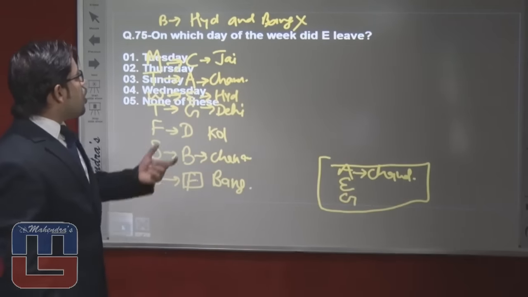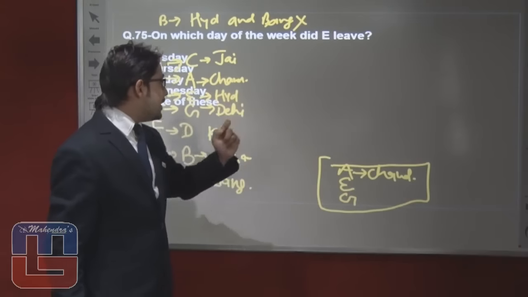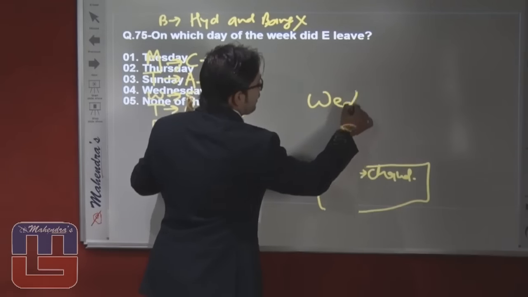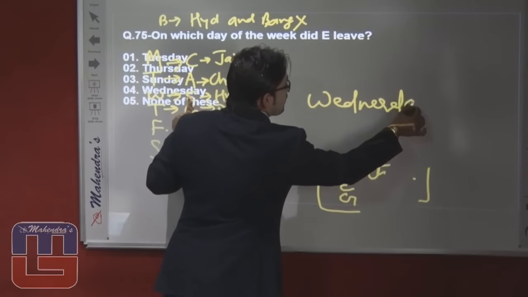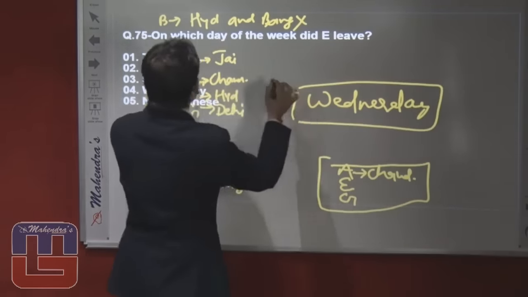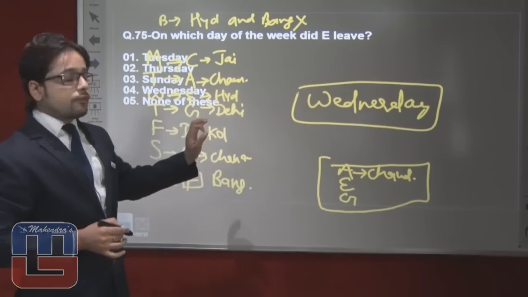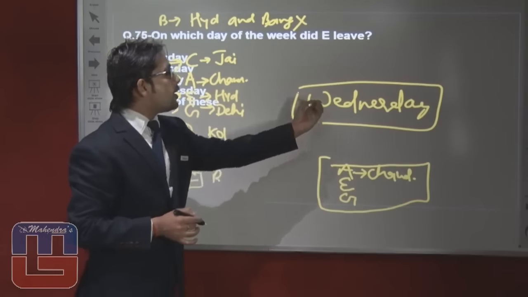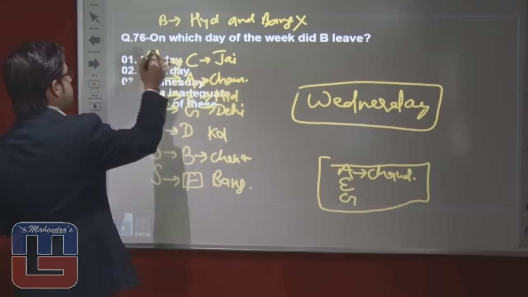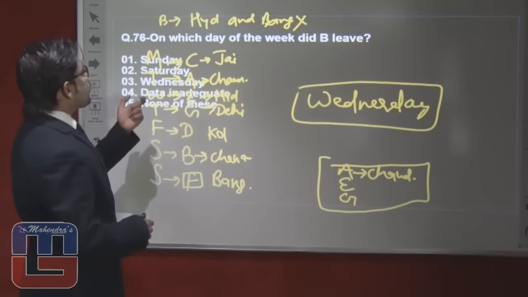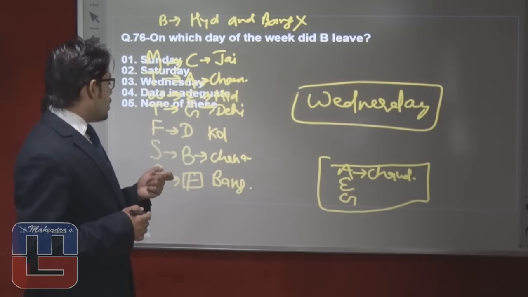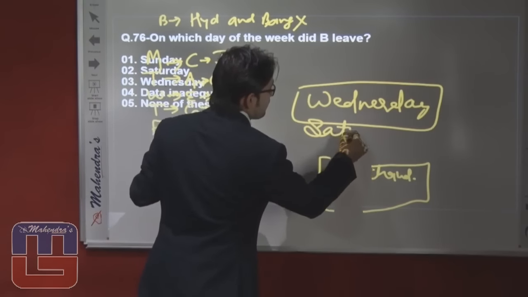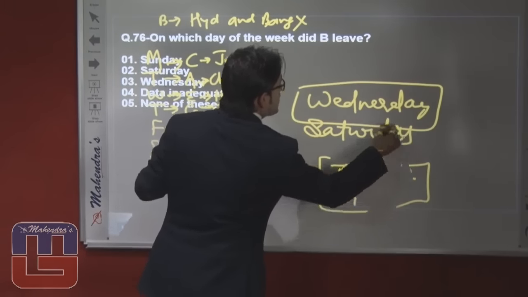Next question is saying on which day of the week did E leave? You can write down E leave on Wednesday. Examiner wants to know on which day of the week did E leave? So we can easily conclude that E leave on Wednesday. Next question, examiner wants to know on which day of the week did B leave? So we can say that B leave on Saturday. Answer of this question will be Saturday.